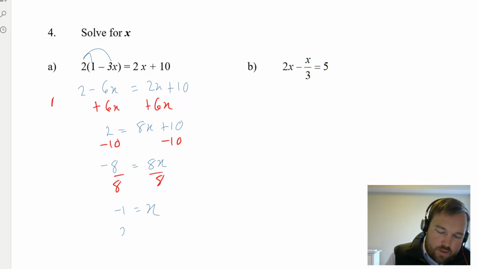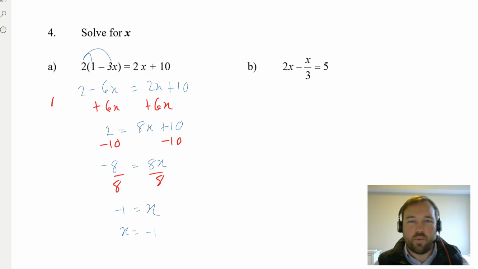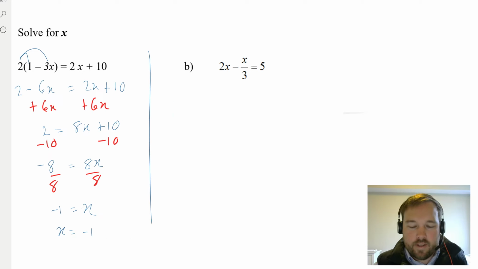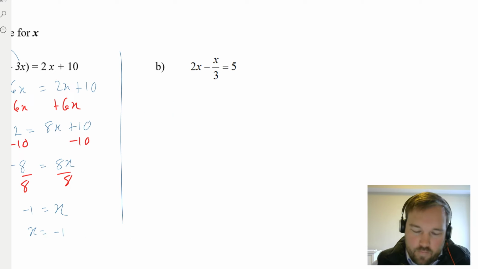If you want to be fancy, you can write x equals minus 1, but really you could leave it at that line above and that would be fine. Alright. This one's harder.